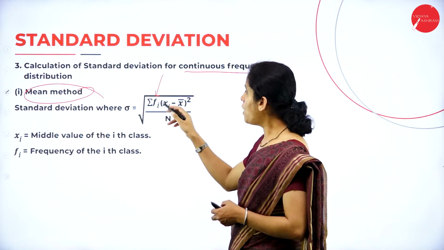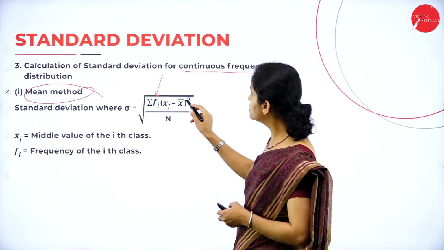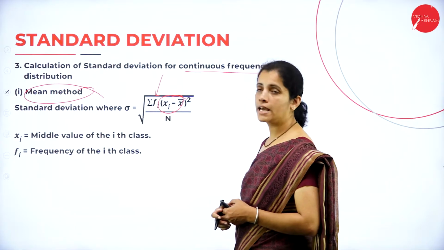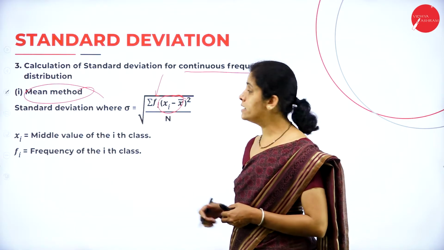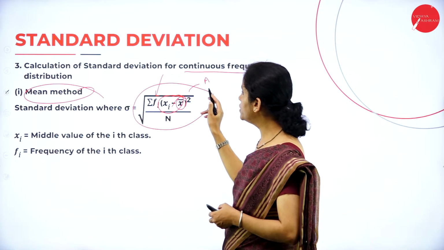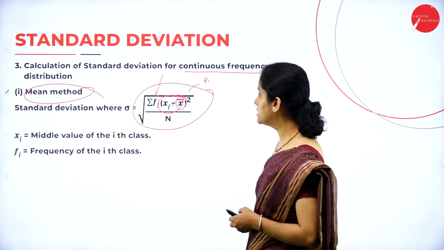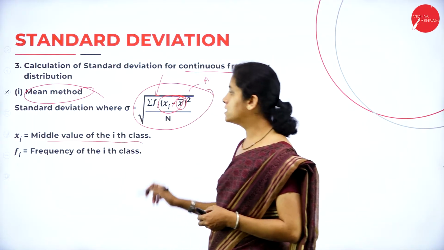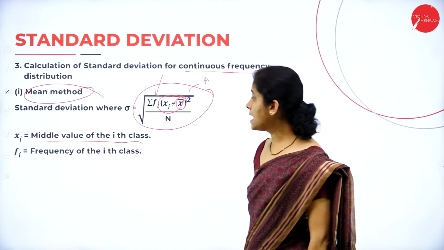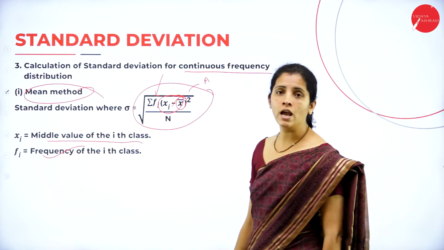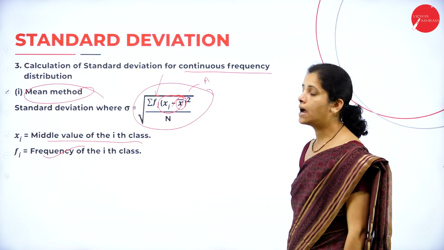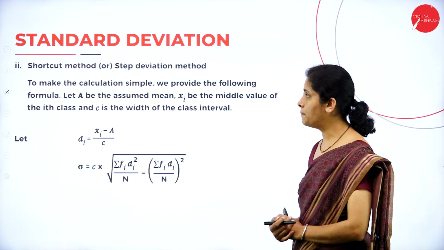So it is fi of xi minus x bar, because it is the mean method. So I'm going to have xi minus x bar. Suppose it is the assumed mean, then instead of x bar, I'm going to have A. So this is the formula you need to remember. And xi is nothing but the middle value of the ith class, whereas fi is nothing but the frequency of the ith class. Anyway, dear student, let's see what xi and fi are with the example.